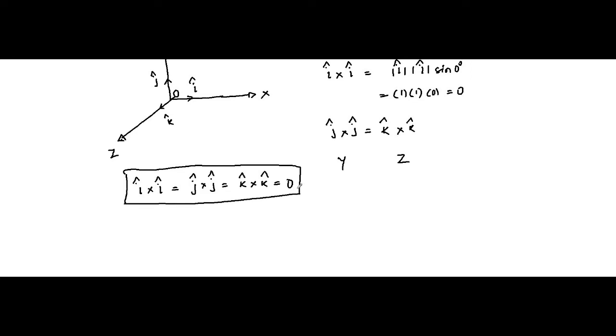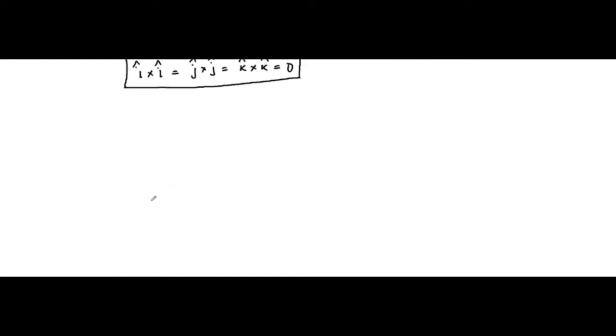Okay, now let us say we do the cross product of i cap and j cap. The angle between them is 90 degrees. Theta is equal to 90 degrees because x and y are mutually perpendicular with respect to each other.